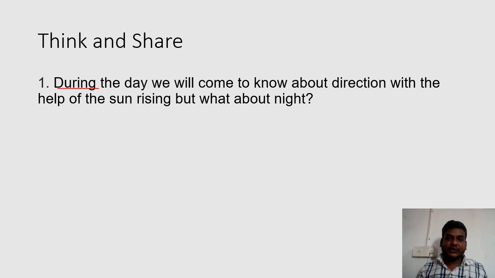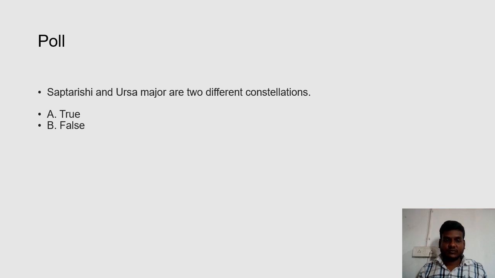Here is a question for you. During the day, we come to know the direction from the sun's direction. The sun rises in the east and sets in the west. But what about night? Yes, at night we look to find the polar bear and identify the pole star to find the direction. Saptarishi and Ursa Major are two different constellations. Write your answer in the chat box.